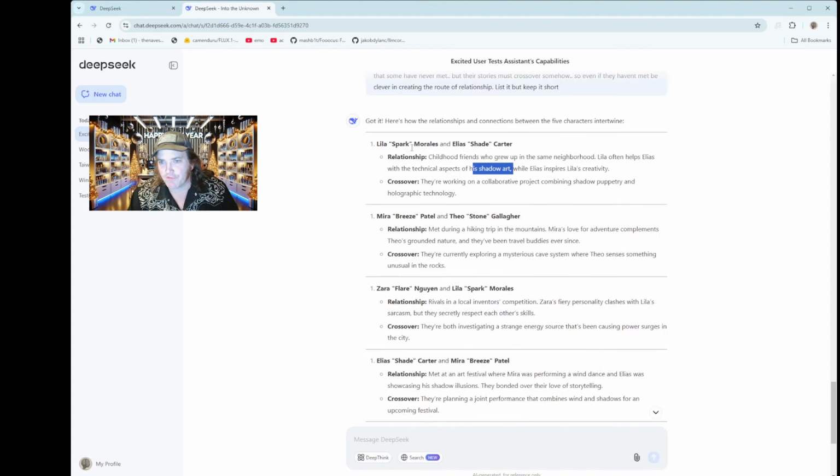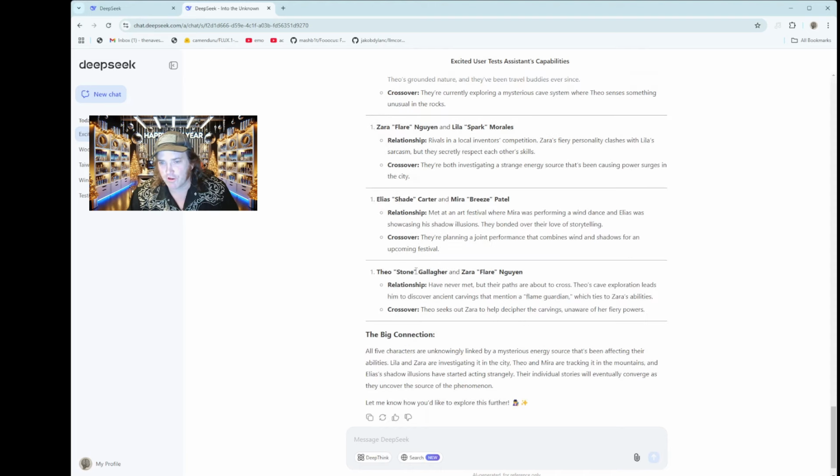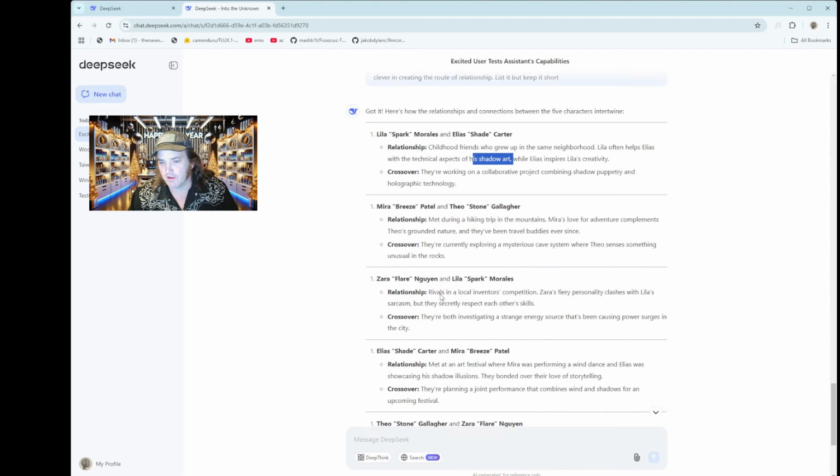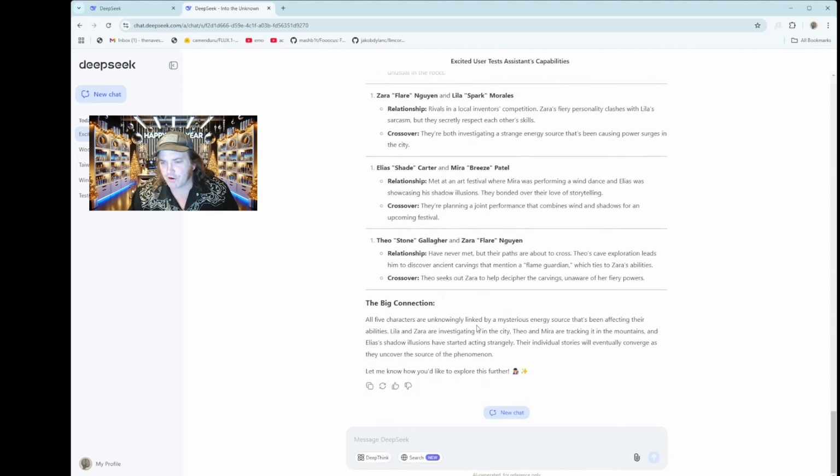So they've got a relationship with Shade Carter. But Shade Carter has another relationship with Ms. Breeze. They're planning a joint performance that combines wind and shadows for an upcoming festival. So here are their crossovers. All 5 characters are unknowingly linked by a mysterious energy source. Okay, it's been affecting their abilities.